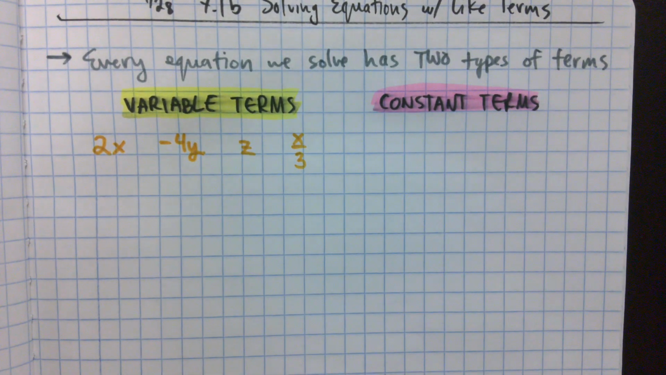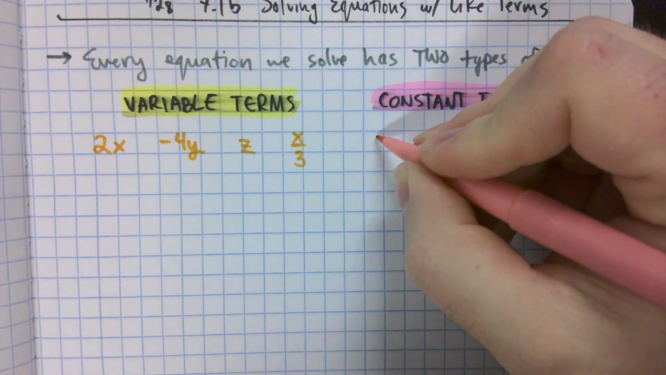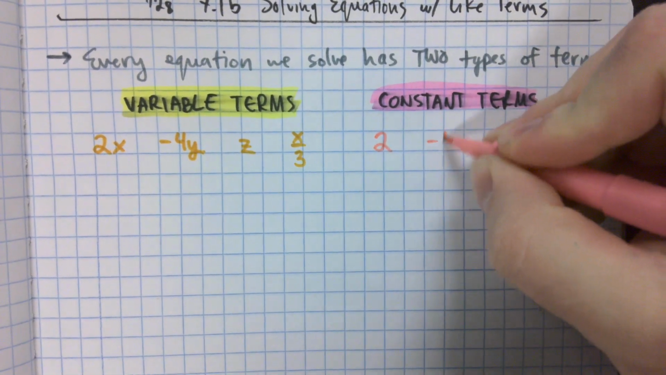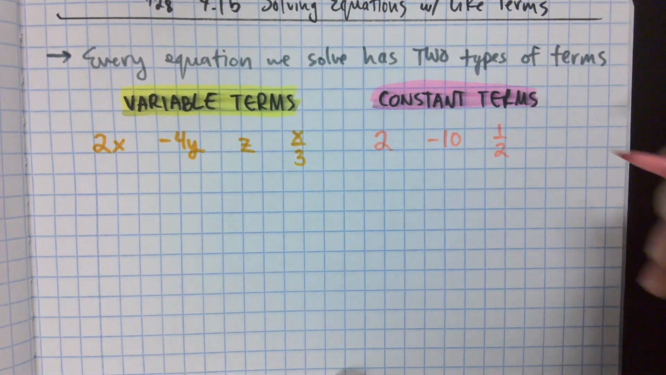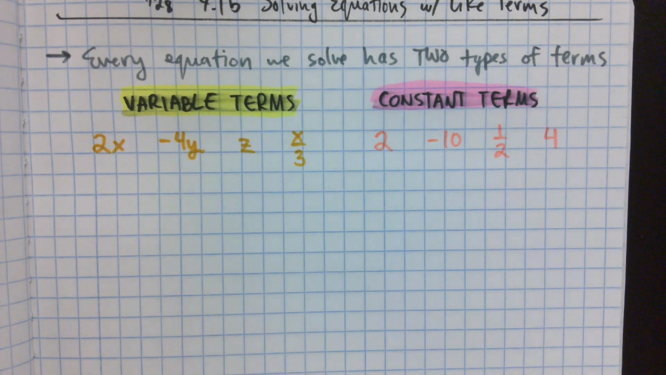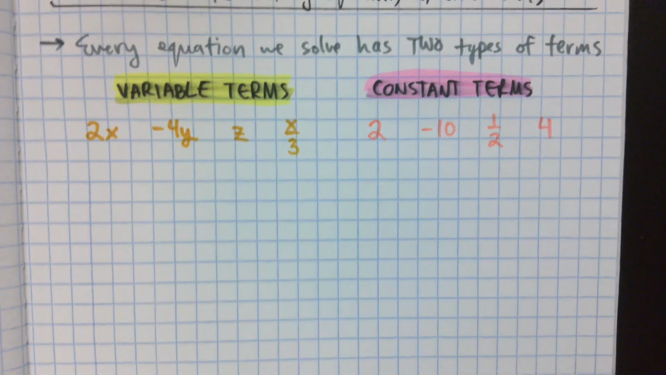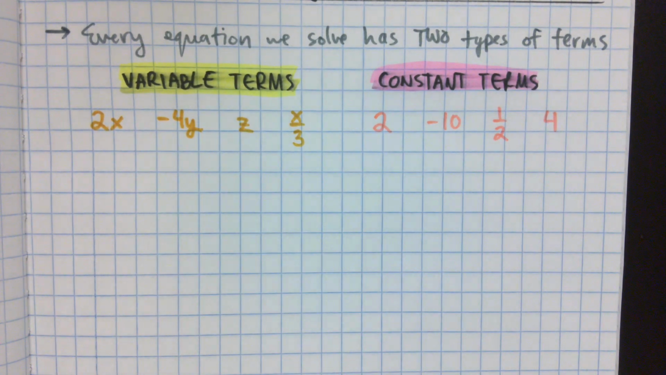Constant terms are just constants. What does it mean for something to be constant? Over and over, repeating, or the same, right? So constant means the same. So a constant term would be something like 2, negative 10, 1/2, 4. What do all of those four pink terms have in common? No variables. They're just numbers.